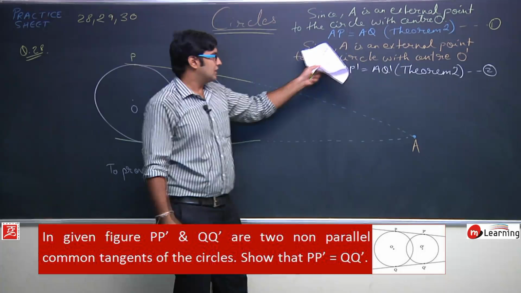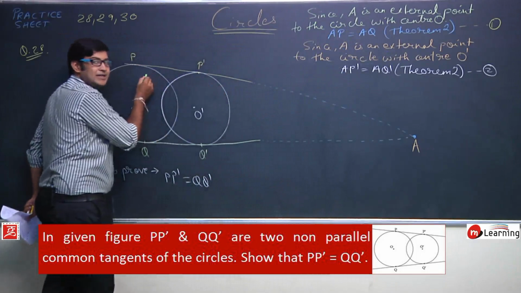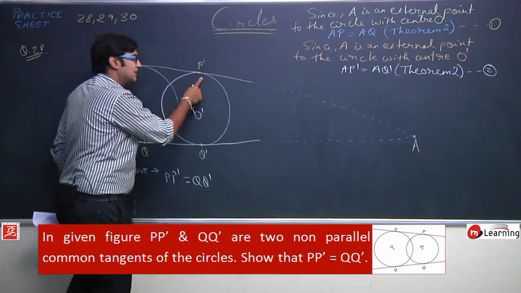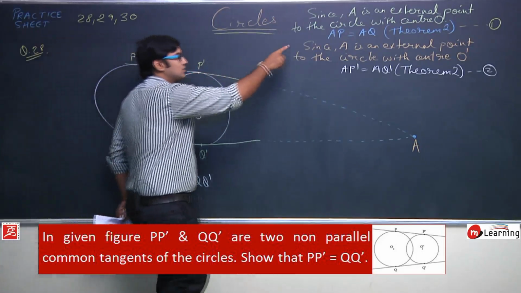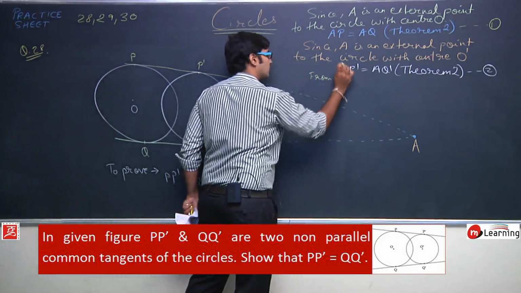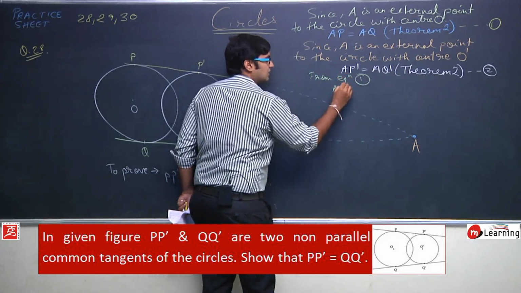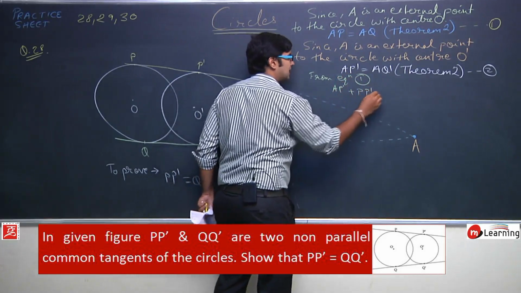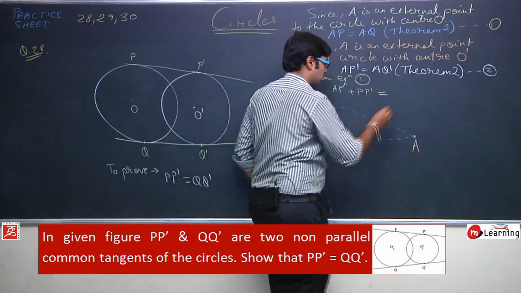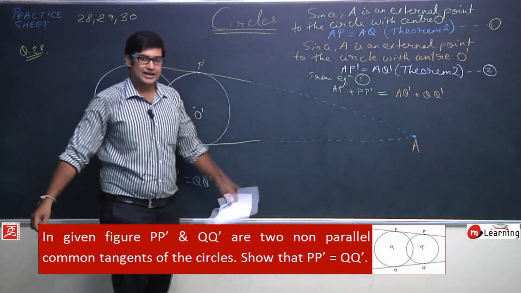Now observe very carefully what AP and AQ are. You can see the length AP is basically the sum of two different lengths. The first length is AP dash and the second length is P dash P. So in place of AP, from equation 1 I can write AP dash plus PP dash is equal to, and in place of AQ I can write AQ dash plus Q dash Q. Can I write this condition?